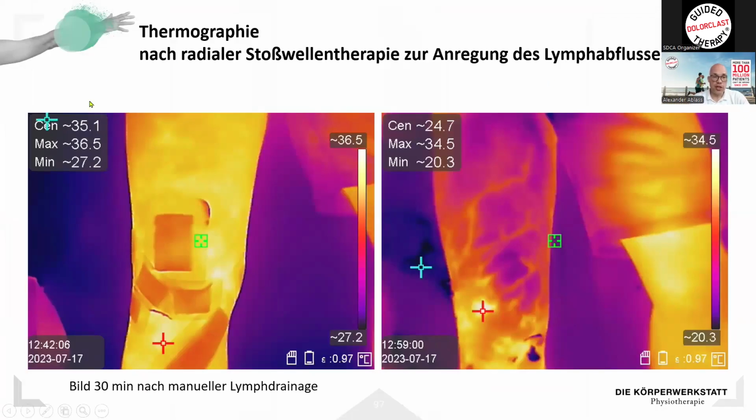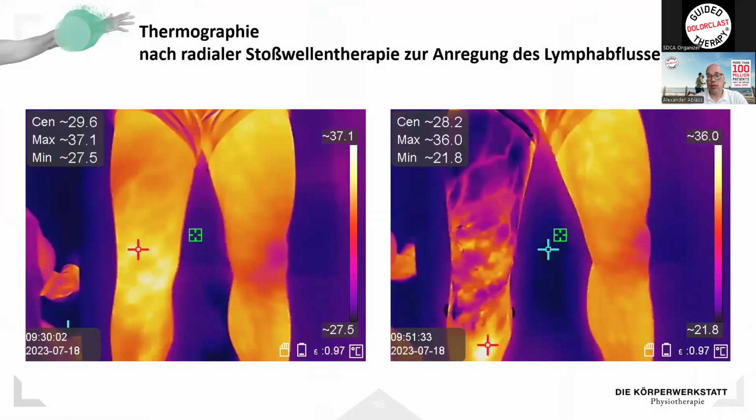This left picture here is a thermography picture after 30 minutes of manual lymphatic drainage, how an ACL leg looks like. And this is exactly the same knee after the shockwave therapy. So you can see the improved effect of shockwave in comparison to manual lymphatic drainage. And it's a long-lasting effect.